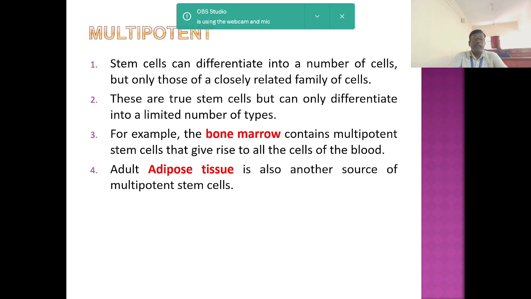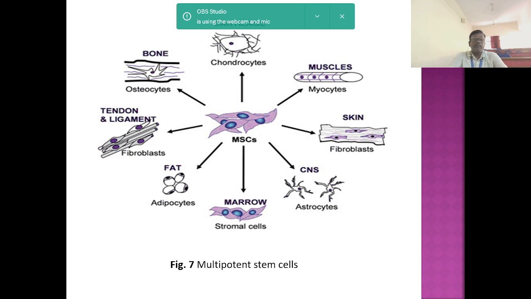Again, it is classified into multipotent cells. A multipotent stem cell can differentiate into a number of cells, but only those of closely related families of cells. These are true stem cells but can only differentiate into a limited number of cells. Examples: bone marrow contains multipotent stem cells that give rise to all the cells of blood. Adult adipose tissue is another source of multipotent stem cells.